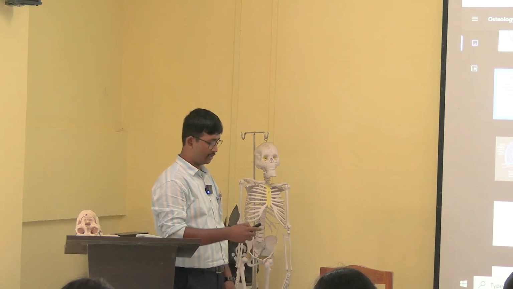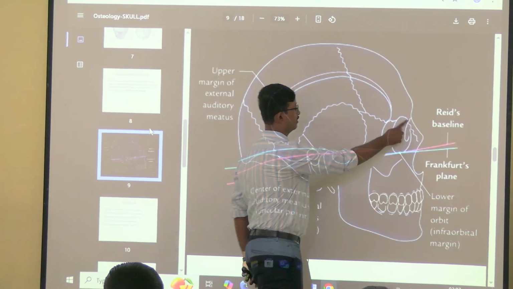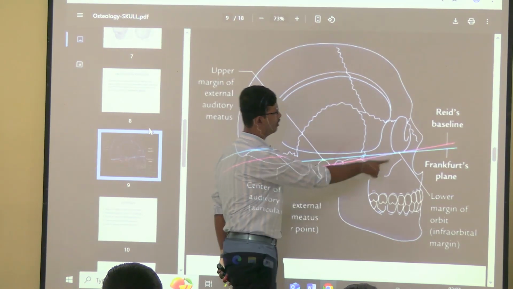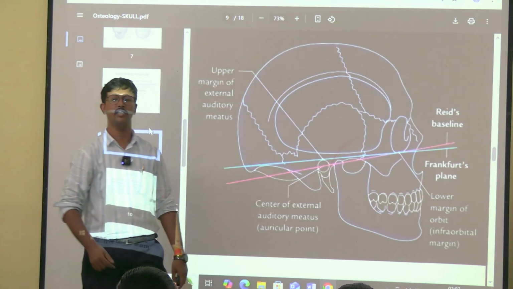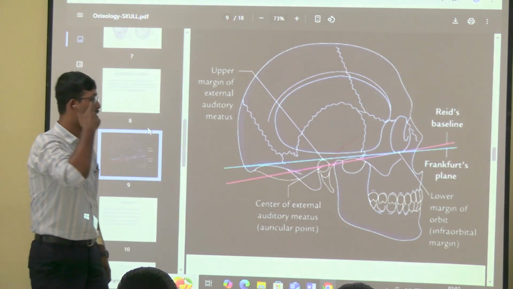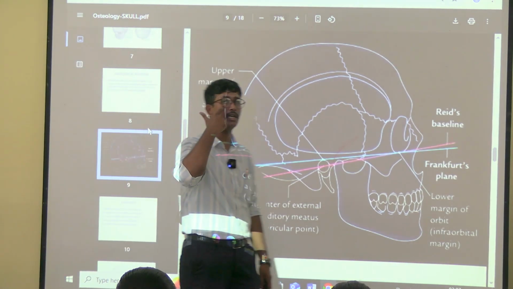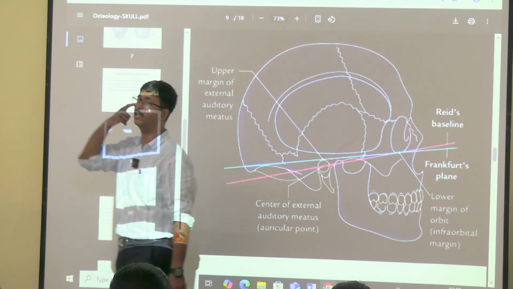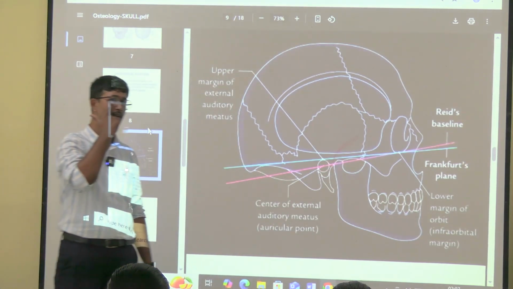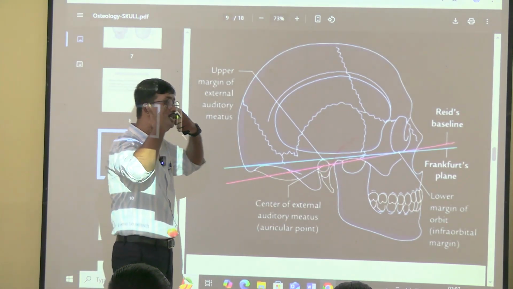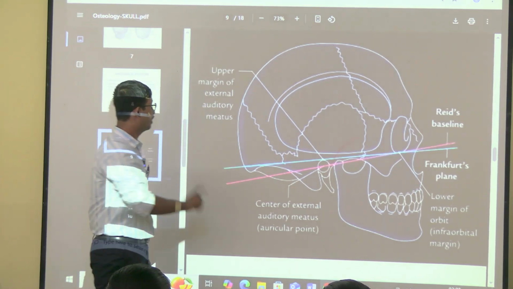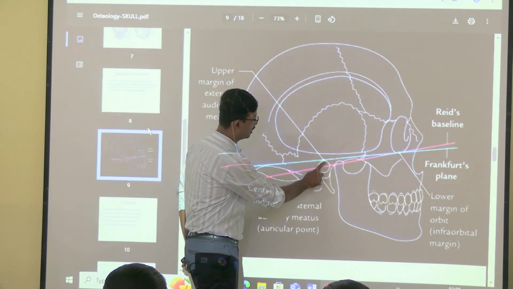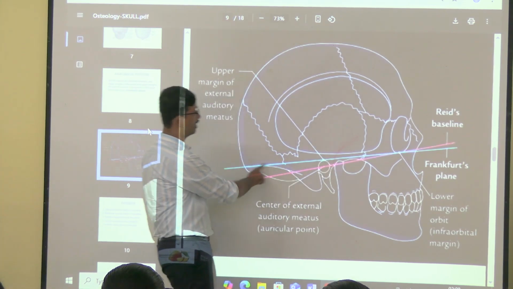External auditory meatus, see here. This is the orbit, the lower part of the orbit, also known as the infraorbital region. That is the lower part of your eye. If you palpate in this area, you will feel the bony prominence, that is the infraorbital part of the eye socket. Through this infraorbital part up to the upper part of your external auditory canal, this green line.